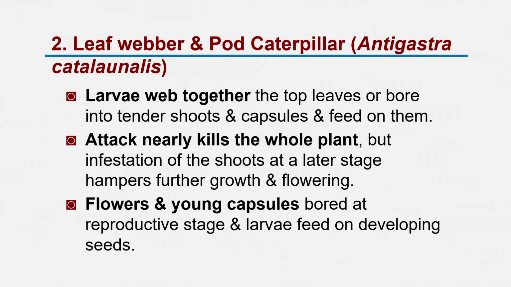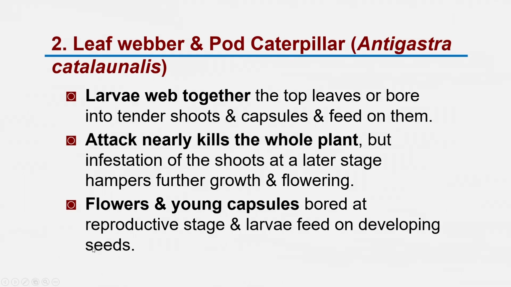Now, the second important insect of linseed is leaf webber. As the name suggests, it makes a web, and it is also called pod caterpillar. It is the same insect. Sometimes it is called leaf webber and sometimes pod caterpillar, and the scientific name is Antigastra catalaunalis. Larvae web together the top leaves or bore into the tender shoots and capsules and feed on them. Attack nearly kills the whole plant, and infestation of the shoots at a later stage hampers further growth and flowering. Flowers and young capsules are bored at reproductive stage and larvae feed on developing seeds.